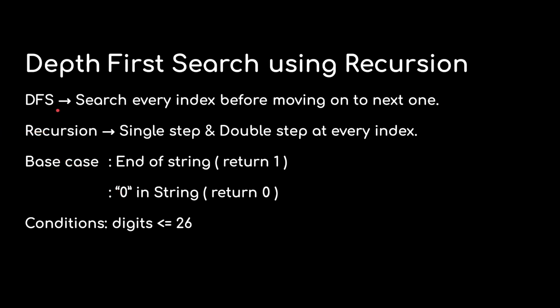So what DFS does is, it searches every index before moving on to the next one. And using recursion, at every index, we will take a single step and a double step. Single step means taking a single digit, and double step means taking double digits. Since we are using recursion, we also need our base cases. So the first base case is that whenever we reach the end of the string, we will return 1.